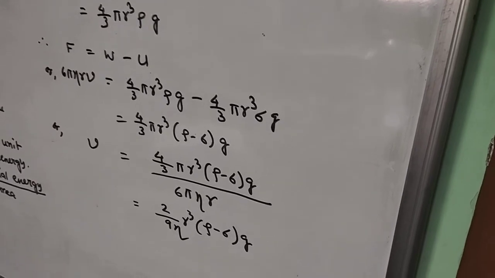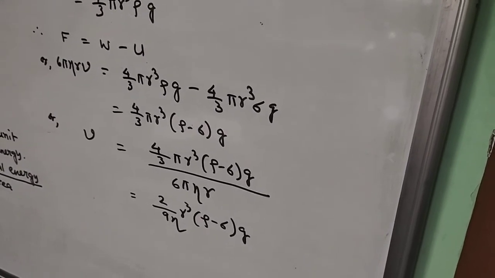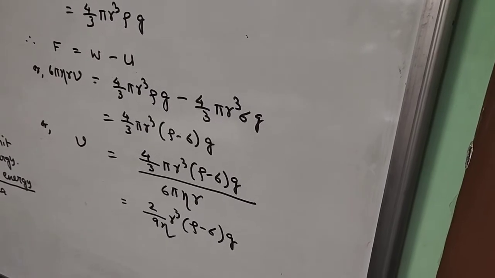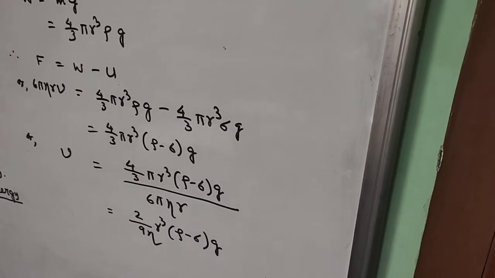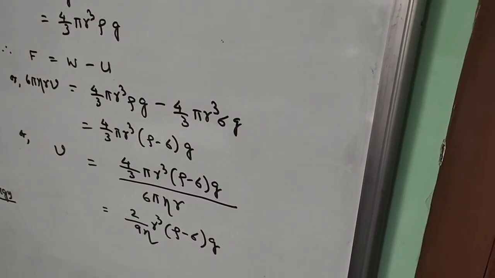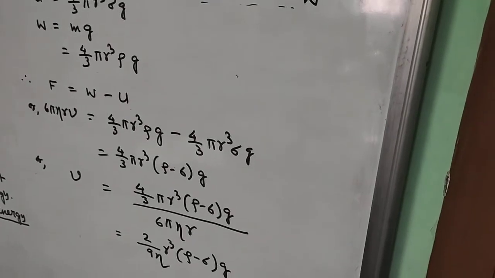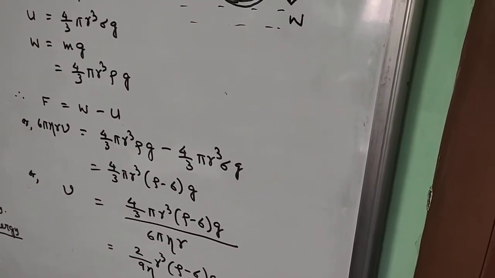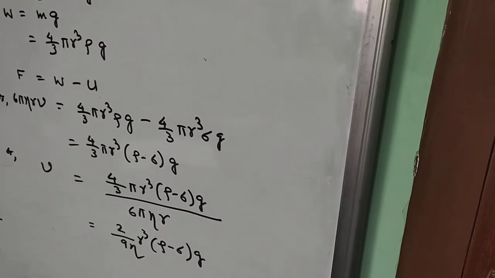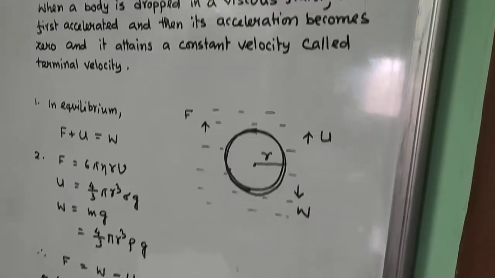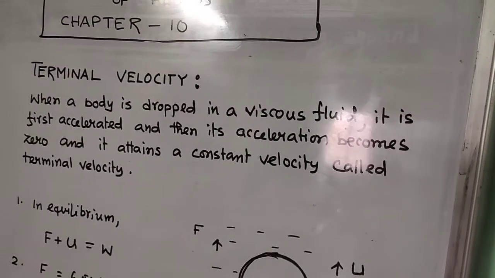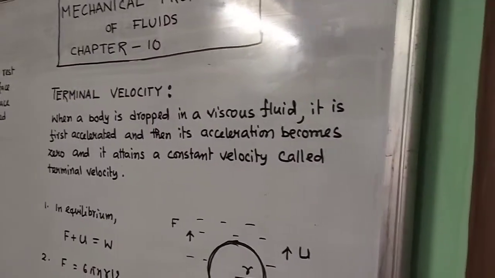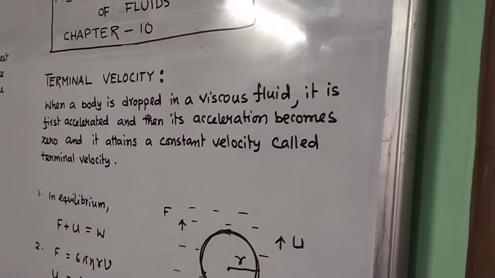If you simplify, it comes out to be 2 by 9 r squared, rho minus sigma, g divided by eta. So this is the expression for the terminal velocity, and sometimes in the exam it is asked to find the expression for the terminal velocity. And terminal velocity is the constant velocity with which an object moves under zero acceleration. So this is an important topic, terminal velocity. Please go through it and try to find out your query.